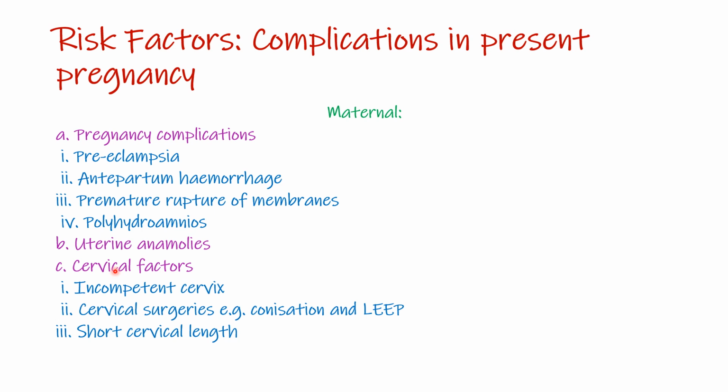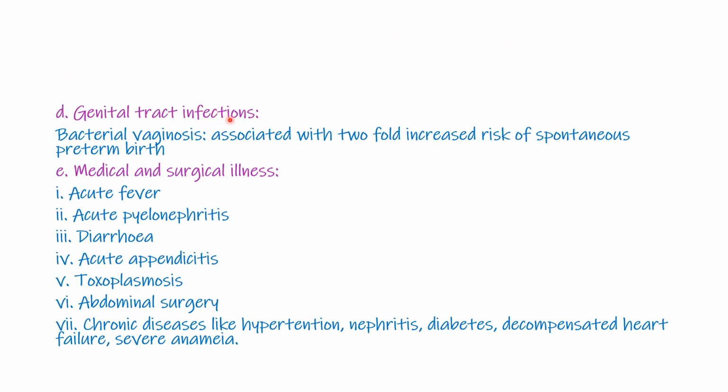For example, when you have cervical factors, because as we said, for preterm labor to occur, you need to have cervical changes, and also you need to have uterine contractions. So if our cervix already has a problem, for example a short cervix or an incompetent cervix, then we'll have a higher risk of having preterm labor. So: incompetent cervix, cervical surgery such as conization, and then short cervix as mentioned before. Then the genital tract infections, as we said before, such as bacterial vaginosis, are associated with a twofold increased risk of spontaneous preterm birth.